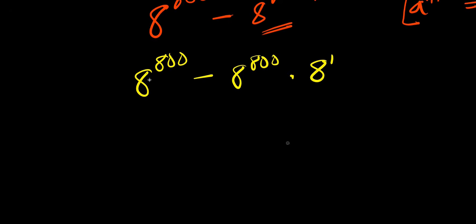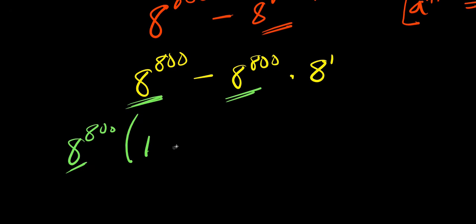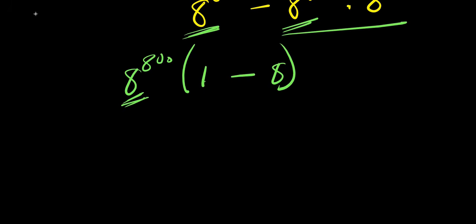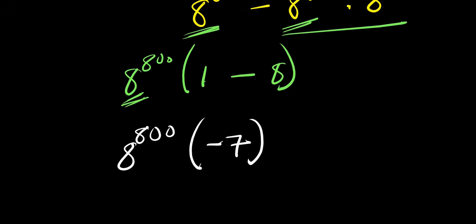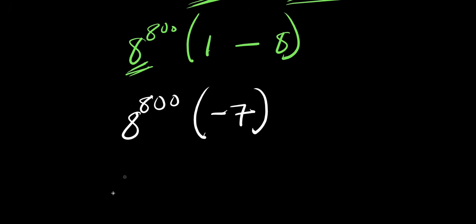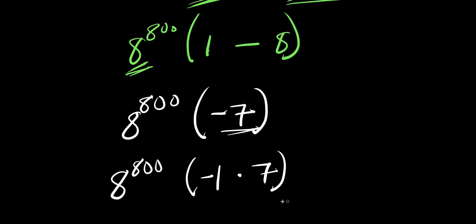So from here, I can factor out 8 power 800. That's 8 power 800 times this divided by 8 power 800, I have 1, minus this divided by 8 power 800, I have 8. So we simply have 8 power 800 times this, which is negative 7. So this will simply give us 8 power 800 times negative 1 times 7. Negative 1 times 7 will give us negative 7.